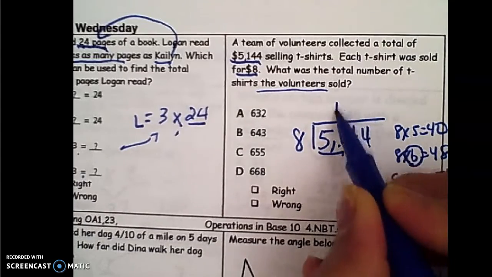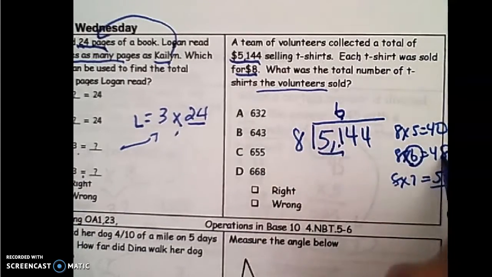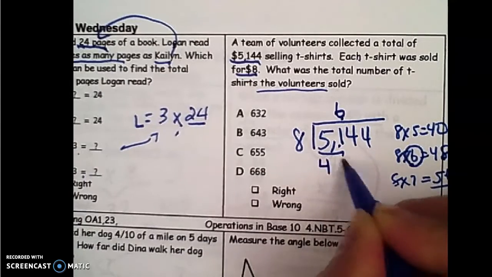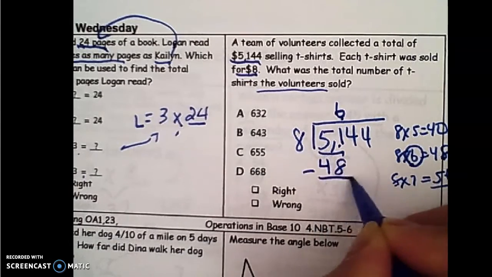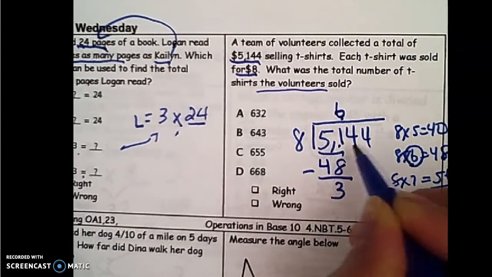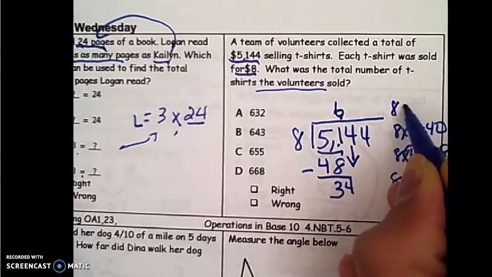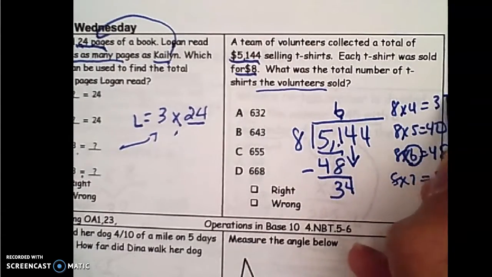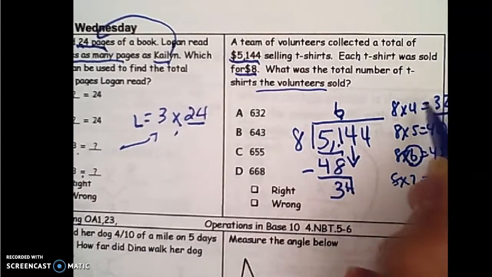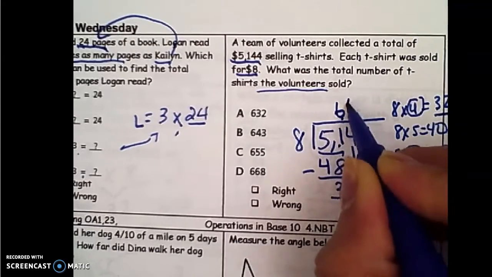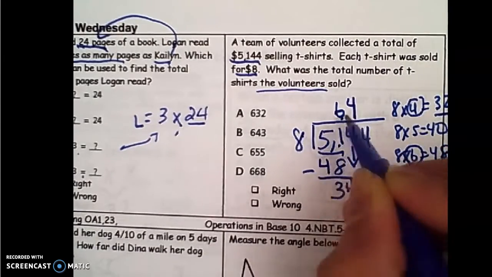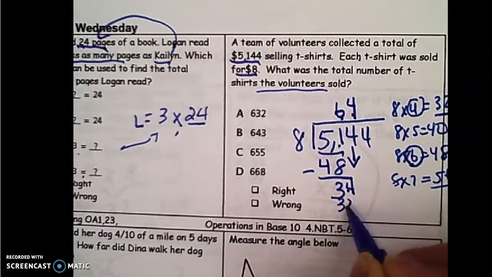So I'm going to put the 6 up here. 8 times 6 gives me 48. So 51 minus 48 will give us 3, remainder of 3. Regroup, we get 34. Okay, I know that 8 times 4 gives me 32. And I have 34, so that means I can make 4 groups. I'm going to put that up here. So 8 times 4 gives me 32. 34 minus 32, I'm going to get a remainder of 2.